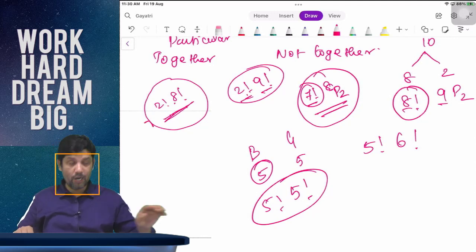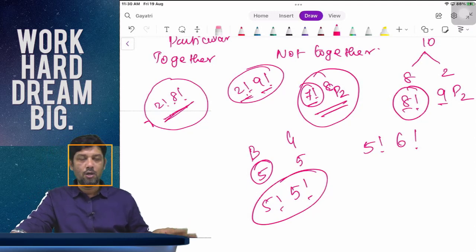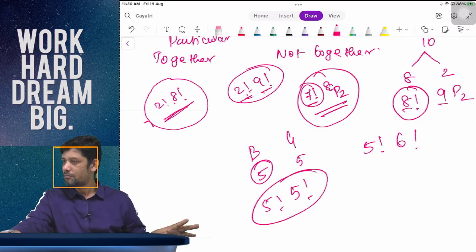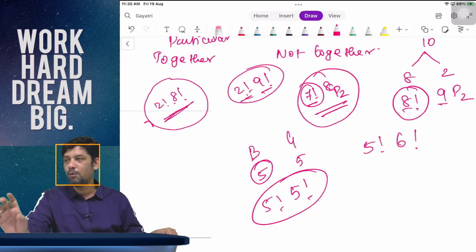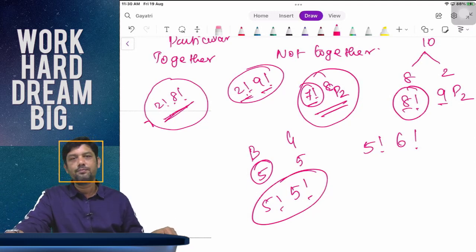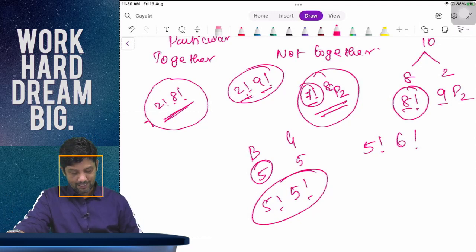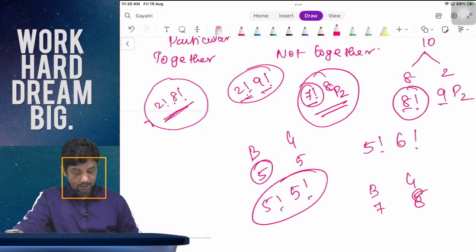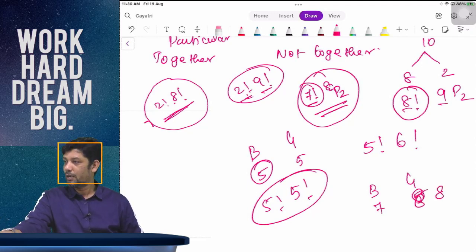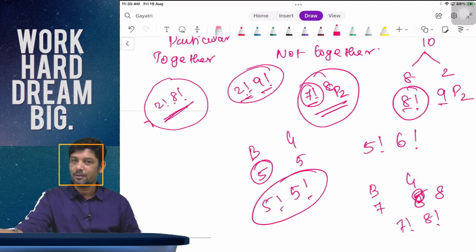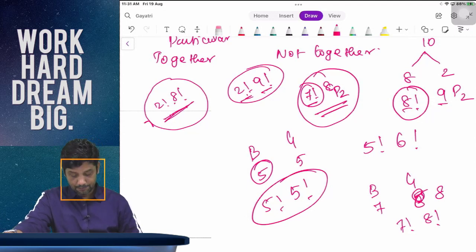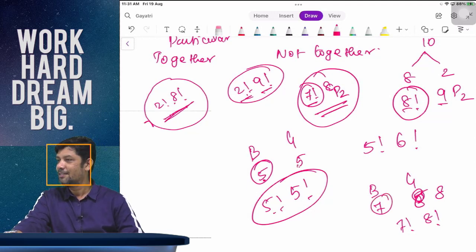So now tell me, only boys are together. What is the answer? 5 factorial into... only girls are together. Out of 15 students, there are 7 boys and 8 girls. Only boys are together. Have you noticed one thing? Only boys are together, answer is? Only girls are together: 8 factorial into 7 factorial. See, only boys are together: 5 factorial, 5 factorial. Whatever number is there, that factorial notation has to be used.